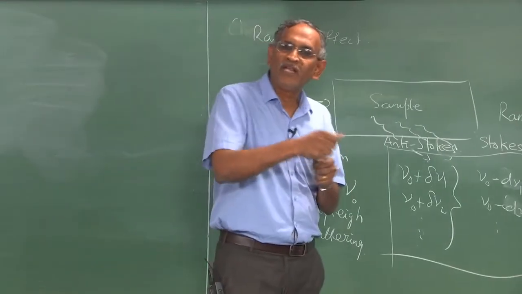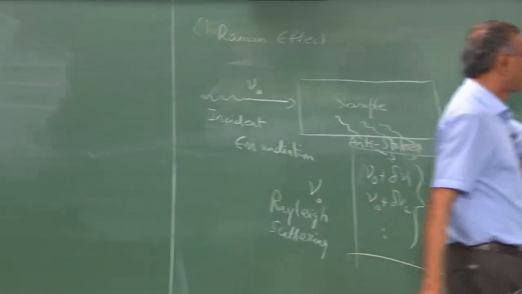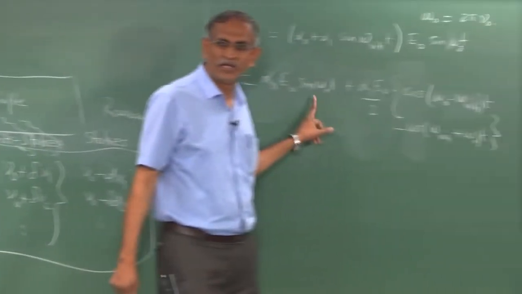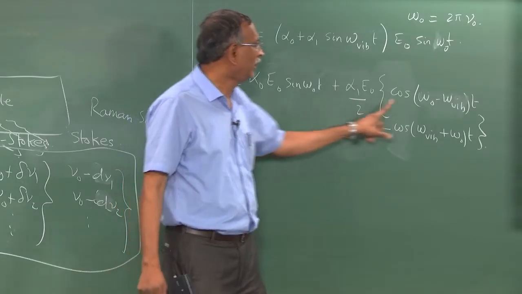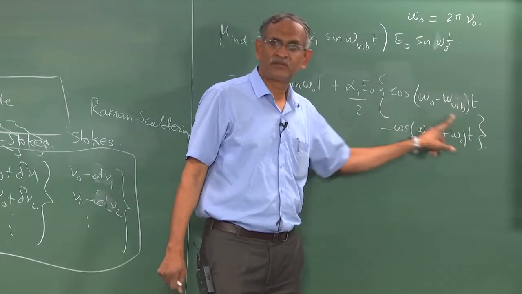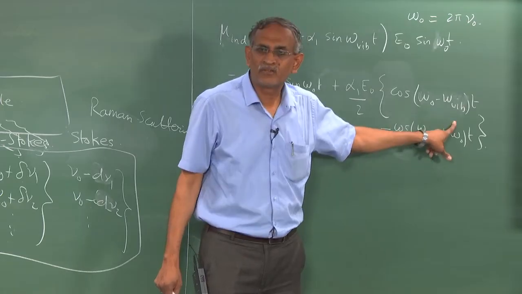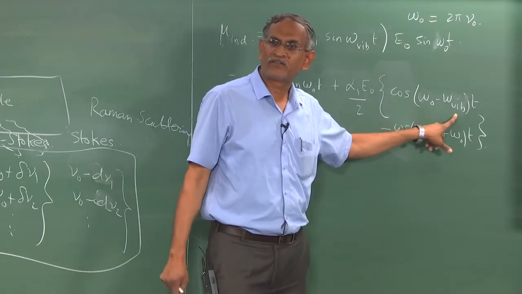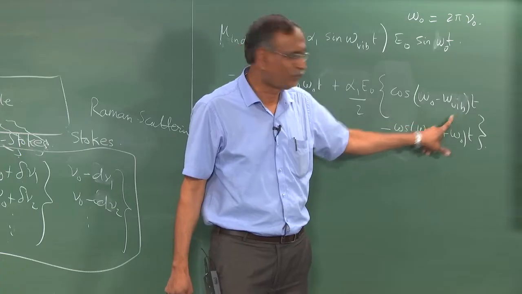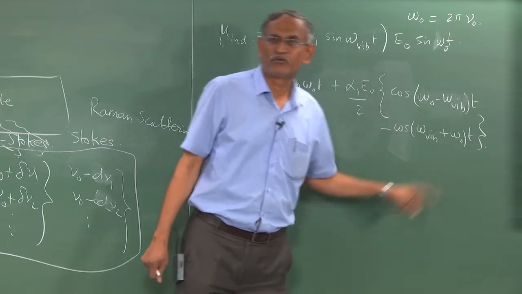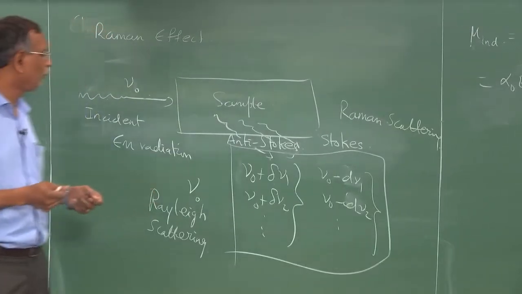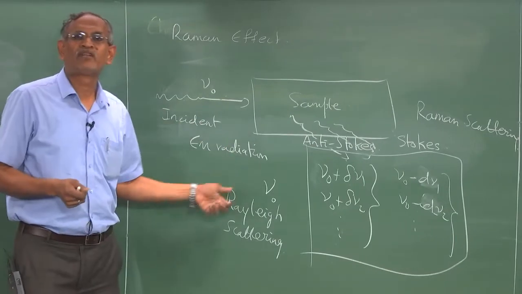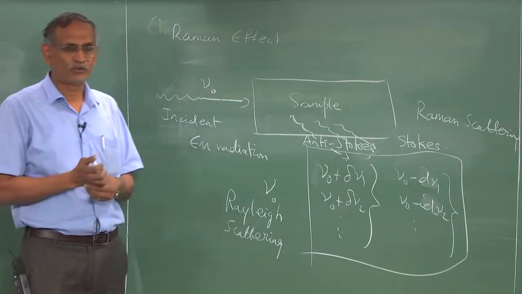and therefore, the radiation that comes out also has frequencies corresponding to the original radiation of frequency nu naught, and radiation with frequency differences corresponding to some internal vibrational motion of the molecule. This is a very elementary simplified picture to tell you why there is a modulation of the radiation that comes out.